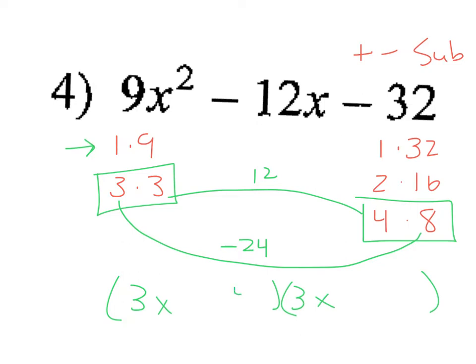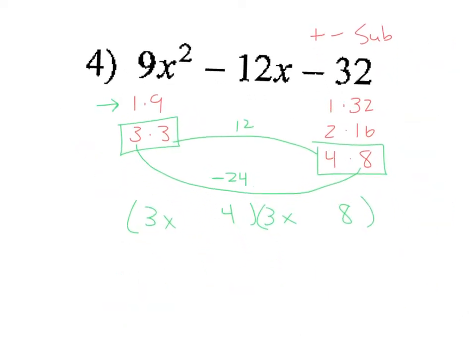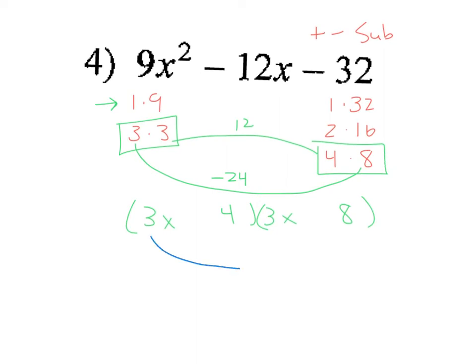I have a 4 and an 8. And then again, check your signs. Okay, so on the insides or the outsides here, we know that we want this 24 to be negative, so I'm going to put a negative there. And this 12 right here, we want to know that that's going to be positive. Okay, all right, moving on.